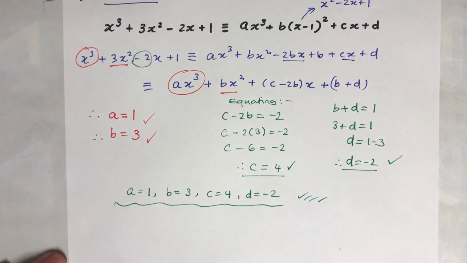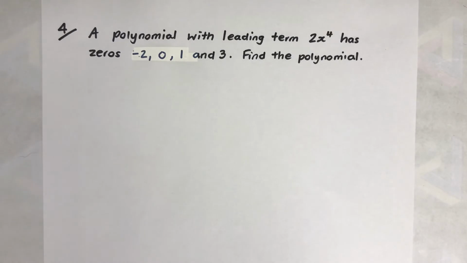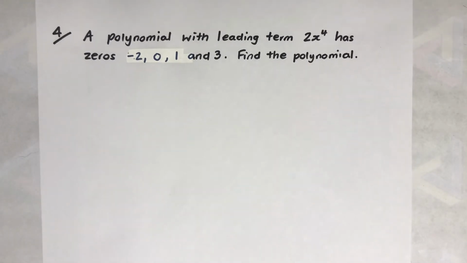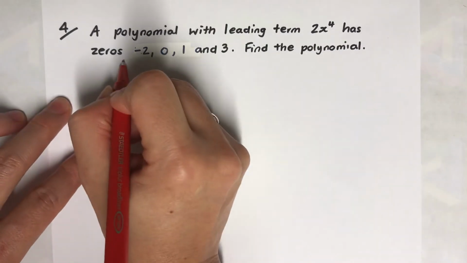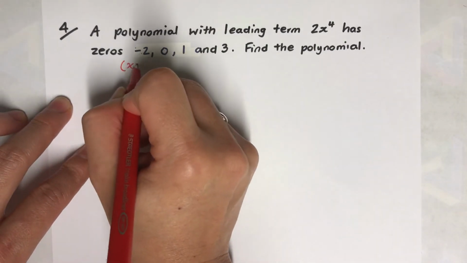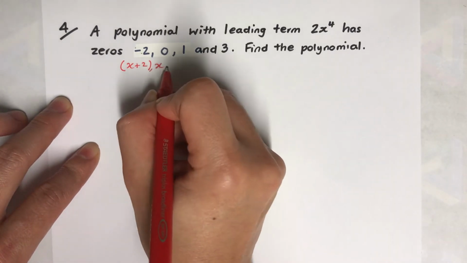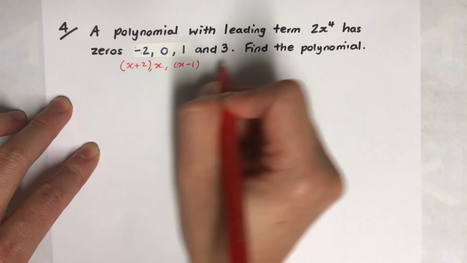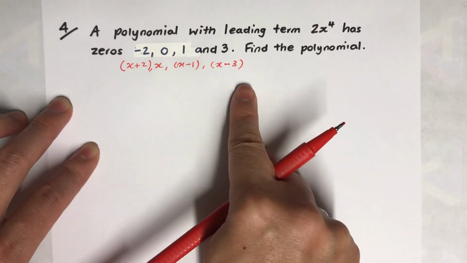All right, that's not too bad. The next question. Okay. All right, so next question, it says a polynomial with the leading term 2x to the power 4 has zeros. They're the factors, guys. So in this case, this will be x plus 2. That's just x. And that's x minus 1. That's x minus 3. So they are the factors.